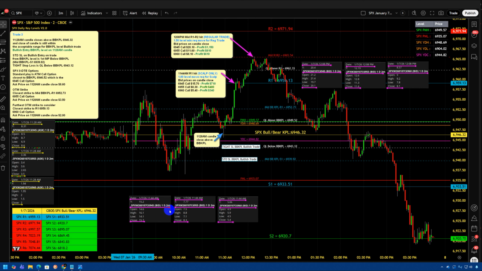Now here we have the data boxes for the bid prices on the candle close. 69.45, $15.70, profit $7.10 per option. 69.55, $8.30, profit $4.80 per option. 69.60, that we paid $2 for, is now $5.40, profit $3.40 per option.